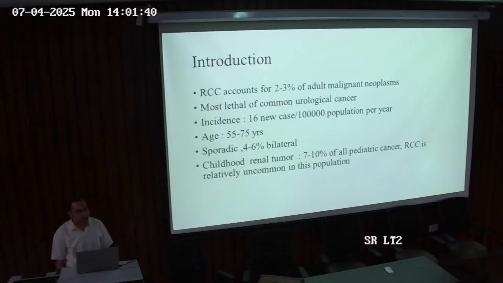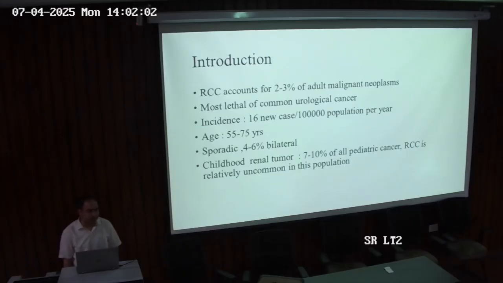This is the most common lethal urological malignancy, more than bladder, prostate, and upper tract urothelial carcinoma. So renal tumor is most lethal. Most lethal urological malignancy is the renal tumor. Incidence is 16 new cases in 1 lakh population per year. Most common age of presentation is above 55 years.